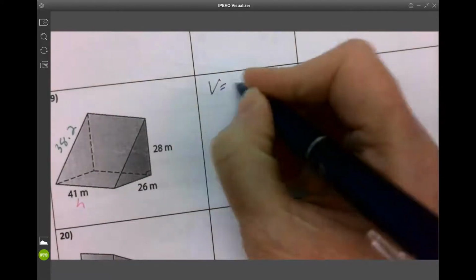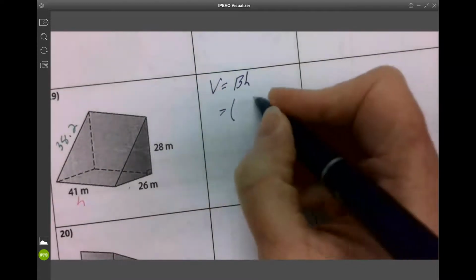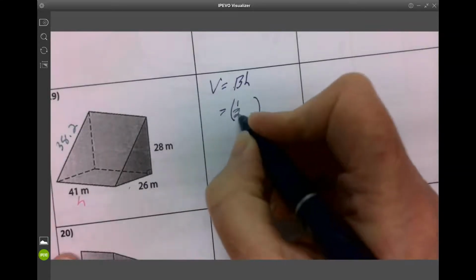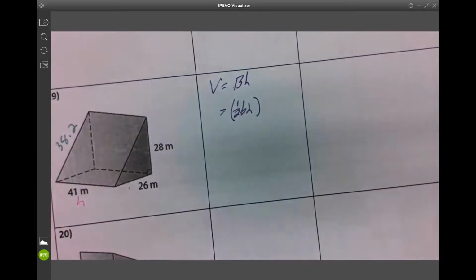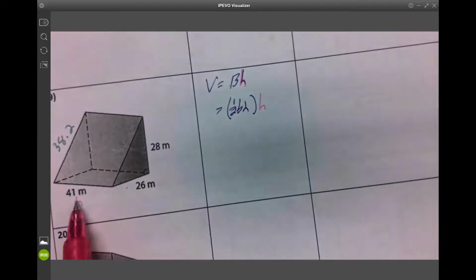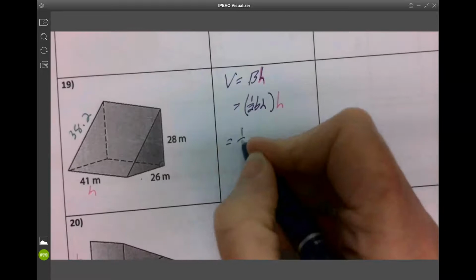On number 19, volume is area of the base times the height. It's a triangular prism, so my base is a triangle, so I have 1/2 base times height. And then, of course, I'm going to take it times the height of the prism. The height of my prism is right here. Always be able to identify what that is. There's my height. So now I'm going to plug it in, 1/2.